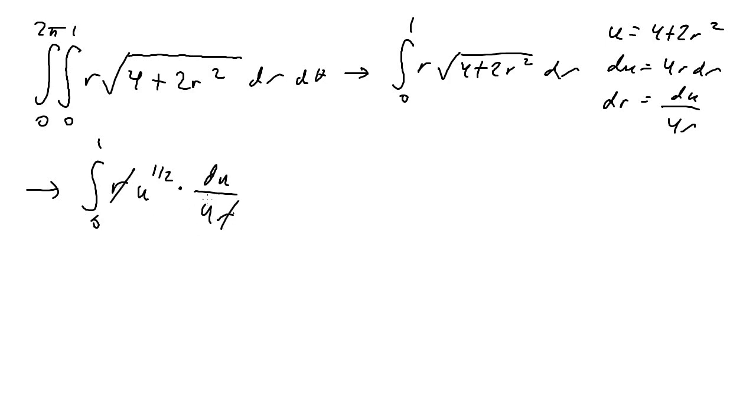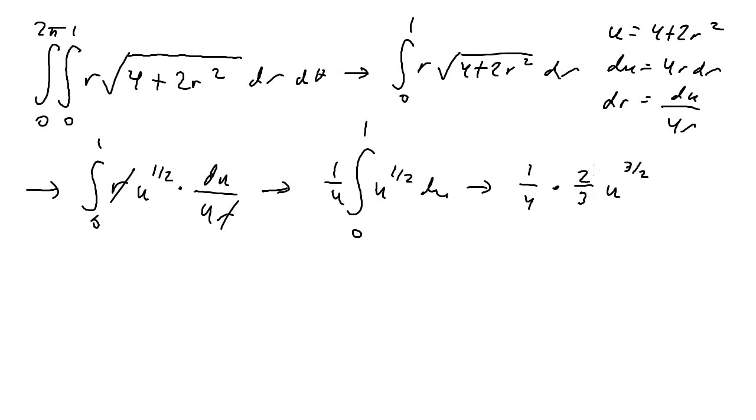Realize the r's will cancel. 1/4 can come outside the integral as a constant. So we get 1/4 times the integral from 0 to 1 of u to the 1/2 du. Now the integral of u to the 1/2, we do have 1/4 as a constant. Integral of u to the 1/2 is 2/3 u to the 3/2. 2 over 4 is 1 over 2. 1 over 2 times 1 over 3 is 1 over 6. So we're left with 1 over 6 times u.